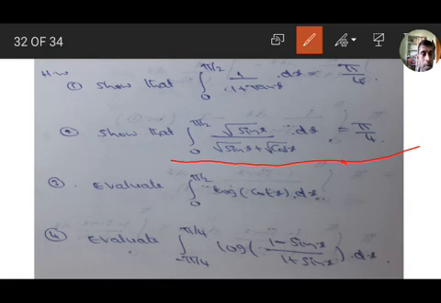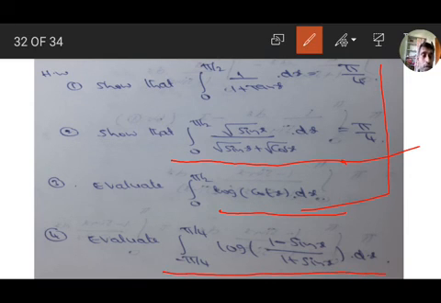It is also the same. Evaluate the integral from 0 to pi by 2 of log of cot x dx; it is also the same. These three problems use the same property: the integral from 0 to a of f of x dx equals the integral from 0 to a of f of (a minus x) dx. And evaluate the integral from minus pi by 4 to pi by 4 of log of (1 minus sin x) by (1 plus sin x) dx. It is of the form integral from minus a to a of f of x dx.